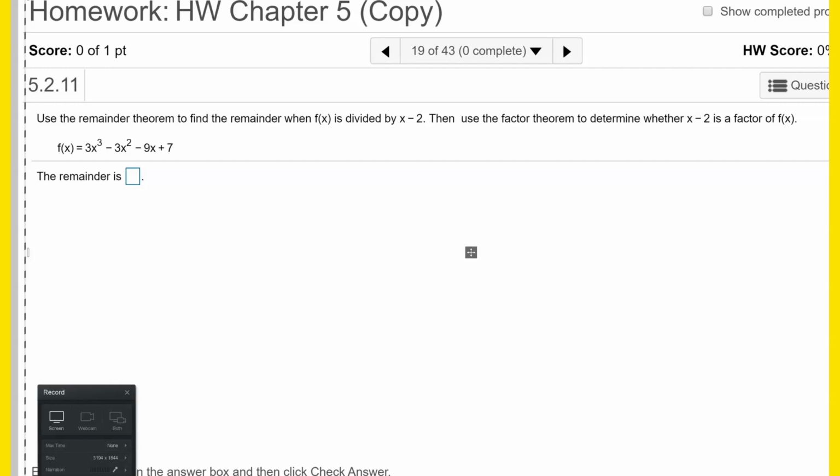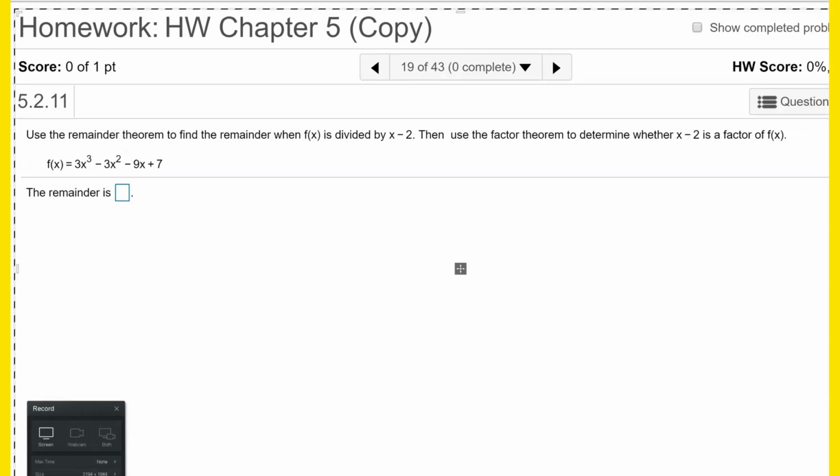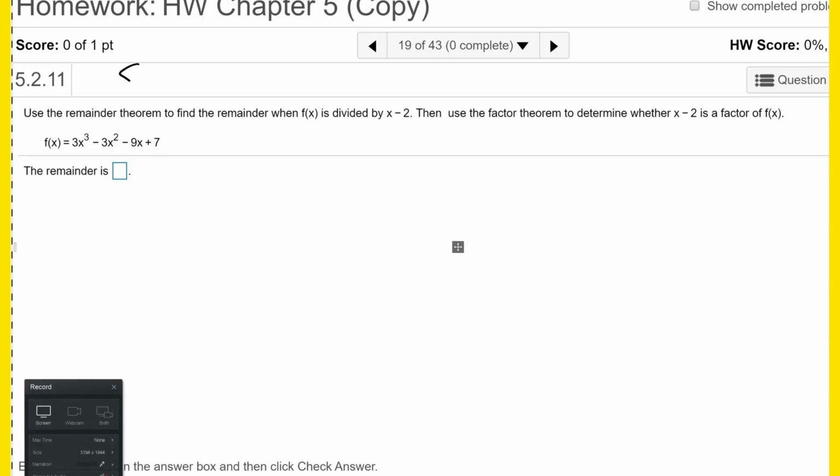Use the remainder theorem to find the remainder when f of x is divided by x minus 2. Then use the factor theorem to determine whether x minus 2 is a factor of f of x. Okay, so what I would do on this problem is use a method called synthetic division. Synthetic division is a pretty neat little method to divide a polynomial by another polynomial.